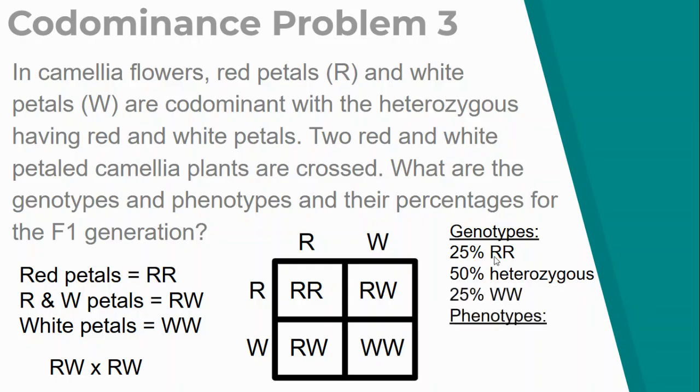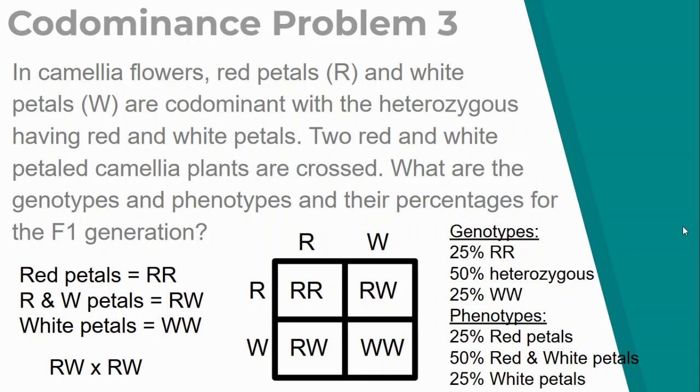For phenotypes, that RR is going to code for red petals, so it'll be 25% red. The heterozygous will code for red and white petals, so that's going to be 50% red and white. And then the last 25% will be WW, so that will be 25% white. And that's going to be it for codominance.